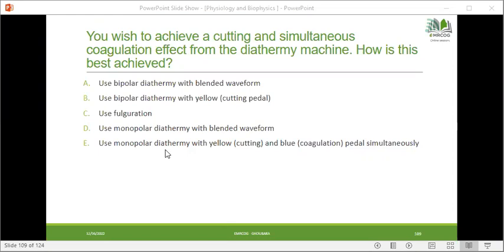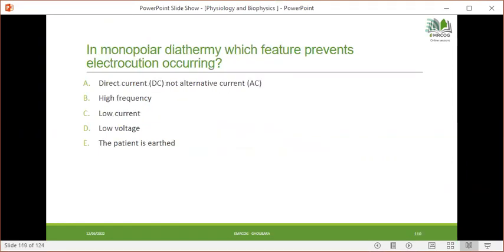So if I want to have a cutting effect, I should choose monopolar. So this one will be monopolar diathermy with blended waveform. We are going to revise the waveforms, don't worry. In monopolar diathermy, which feature prevents electrocution occurring?